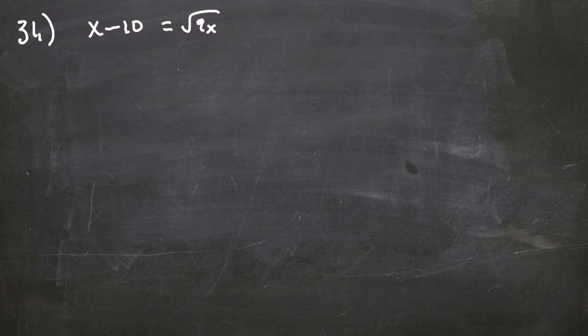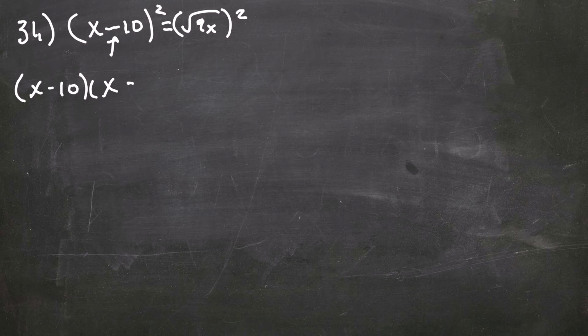All right, so 31. X minus 10 equals the square root of 9x. The radical is isolated, so I've got to square both sides. Since there's a minus sign in the middle, I have to FOIL the left side. I cannot just square x and square 10. A lot of people are going to make that mistake.